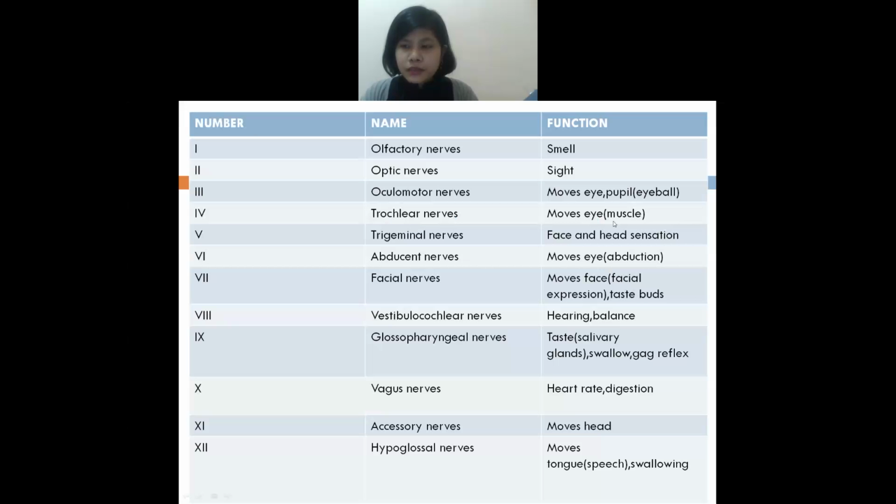So number fourth is what? Trochlear nerves. The trochlear nerves help you in what? Moving your eyes. It is your muscle. The muscle part of your eye, they help you in moving that.